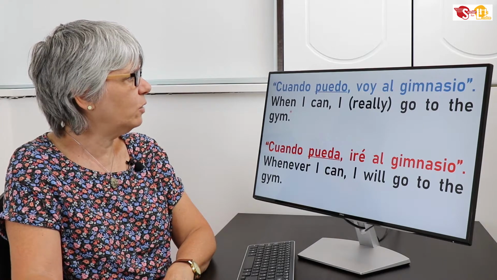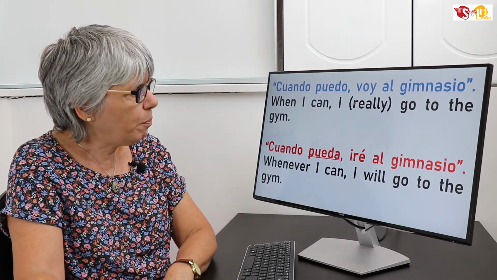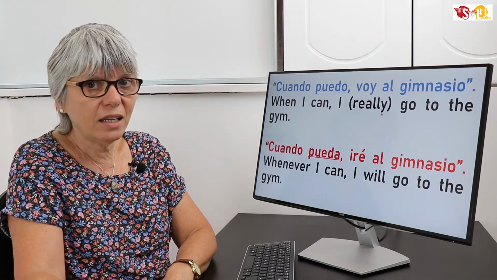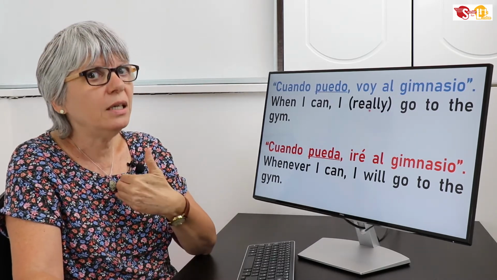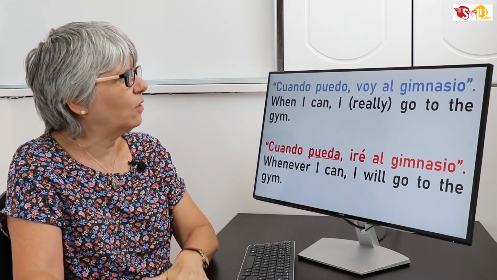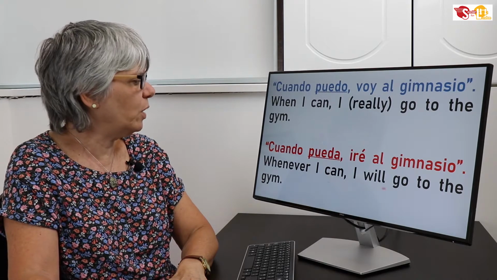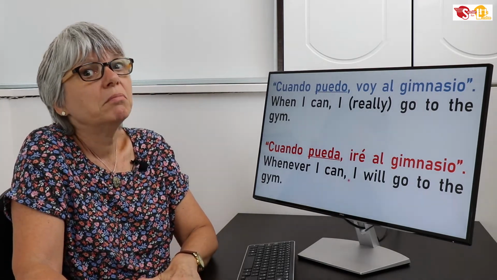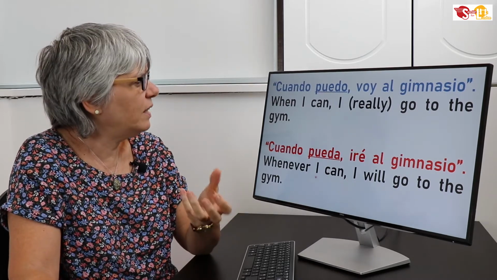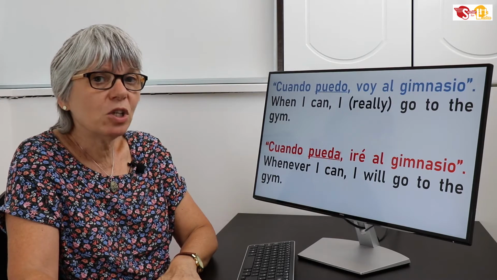I'm saying that when I can, I really go to the gym. I put really into brackets, indicating that this is real for me and I am the speaker, so indicative. But what happens if I want to say, whenever I can, I will go to the gym? Okay, whenever I can, but who knows if this will happen or not? That's why I put subjunctive.